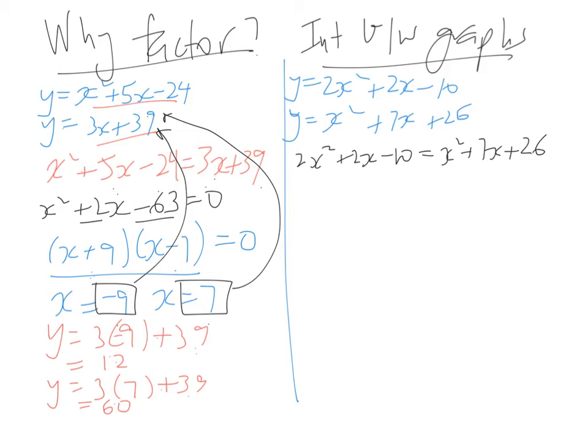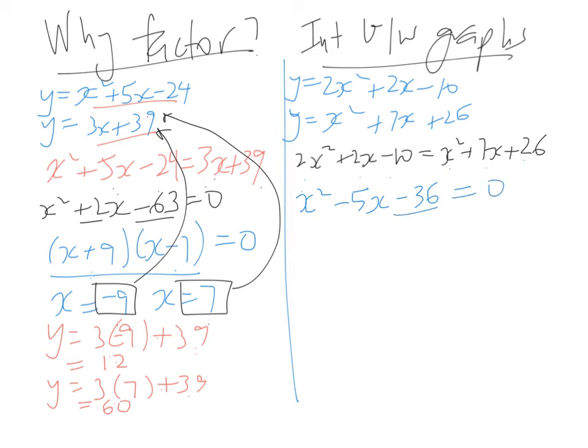Okay, so what we're going to do is subtract this from both sides, so that we have 0 on the right, and on the left we will have 2x squared minus x squared, we're left with x squared. 2x minus 7x, so we've got minus 5x. Negative 10 minus 26, we get negative 36. And that equals 0. So now once again, we're going to factor it.